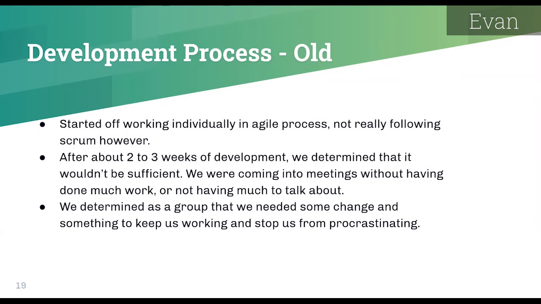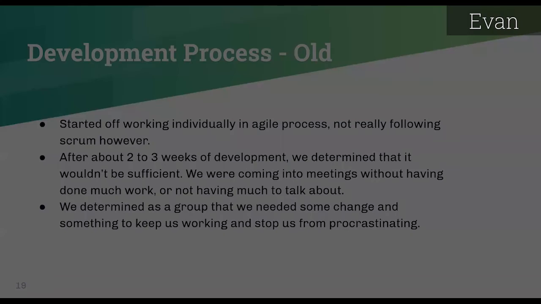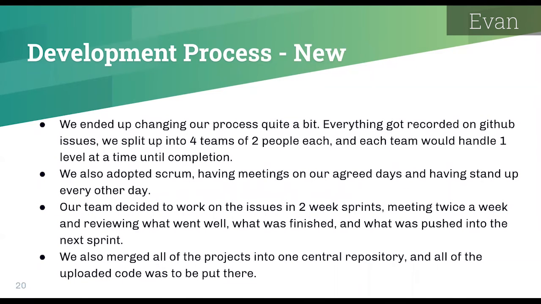So we determined as a group that we needed some change and something to keep us working and to stop us from procrastinating. So for the new development process, we ended up changing our process quite a bit. Everything got recorded on GitHub issues. We split it up into 4 teams of 2 people each, and each team would handle 1 level at a time until completion. We also adopted a Scrum framework, having meetings on our agreed days, and we would also have stand-up on every other day.